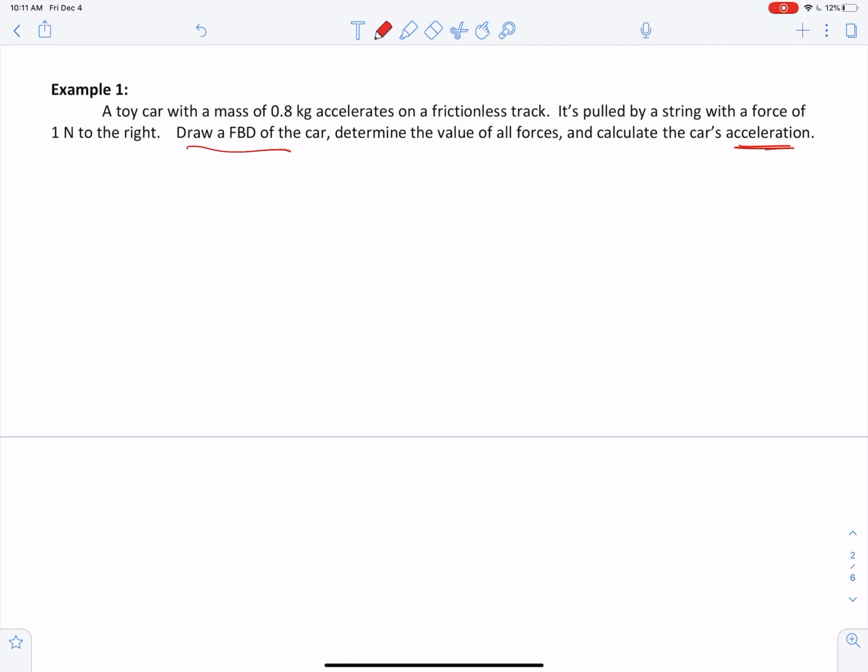So I'm going to start by drawing the car. Here's our toy car that's being pulled by a string to the right with some force. If it's a string, we can call that tension. And then I'm going to identify the other forces on the toy car. It's going to be pulled down with a force of gravity, and it's going to be supported by the track, right, with a normal force.